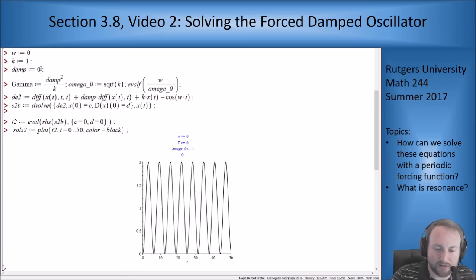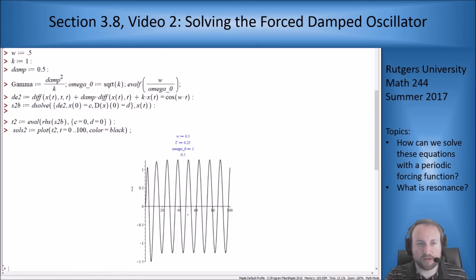We'll make that say 0.5. And this gives me the gamma value, which is damping squared over mk. M is just 1 here. It gives me omega 0, which is the natural frequency of the system. It gives me what this ratio looks like. And then it solves the ODE with the proper setup, starting at 0, 0, and just shows you what happens over time. So let's just run this and see what happens.